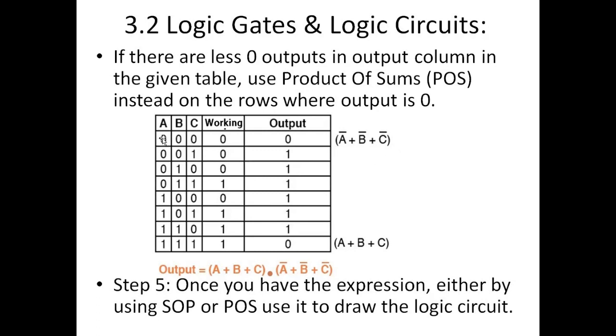Like this is the first 0 output, or the first line where output is 0, which we are considering, so we write it as A bar or B bar or C bar, or A bar plus B bar plus C bar. Then the second one is the last line where all three of A, B and C are on, so that means A plus B plus C. And between these two brackets we are going to apply the AND gate or a dot. And now that you have the expression for it, you can simply use it to draw your circuit.